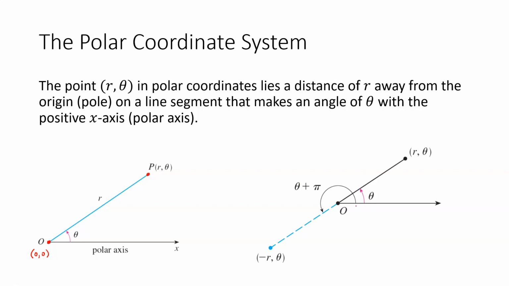And we can also think of the angle theta here as a negative angle. So you could, for instance, have the angle theta go in the counterclockwise direction or the clockwise direction. Positive angles go in the counterclockwise direction. Negative angles go in the clockwise direction.